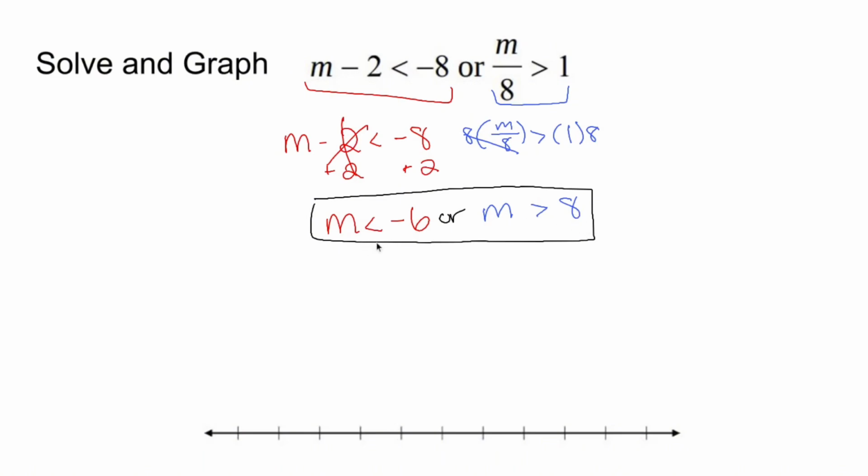I could pick negative 10, is probably what I was thinking. And that would work because it's less than negative 6. It's not greater than 8, but it only has to be one or the other.